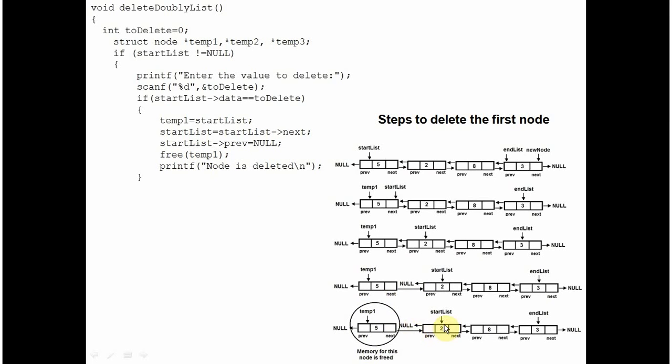Because there is no connection of the previous pointer of this node with the temp1. Moreover, start list is pointing at this node now. So from now onwards, whenever you display the elements, it will begin from here. And even if you display the elements in reverse order, it will stop here at this null. So this node, the first node, is deleted.